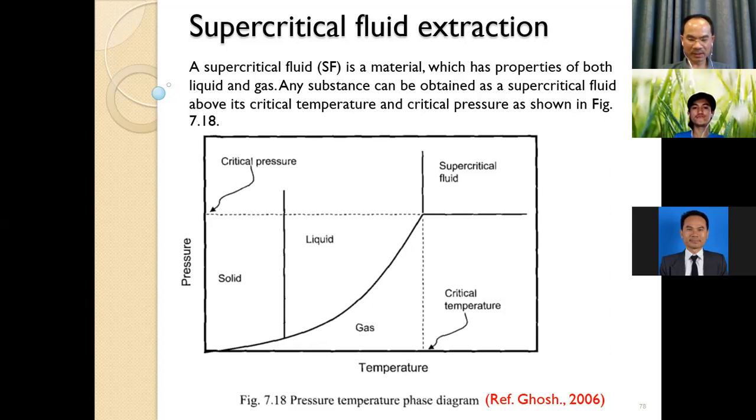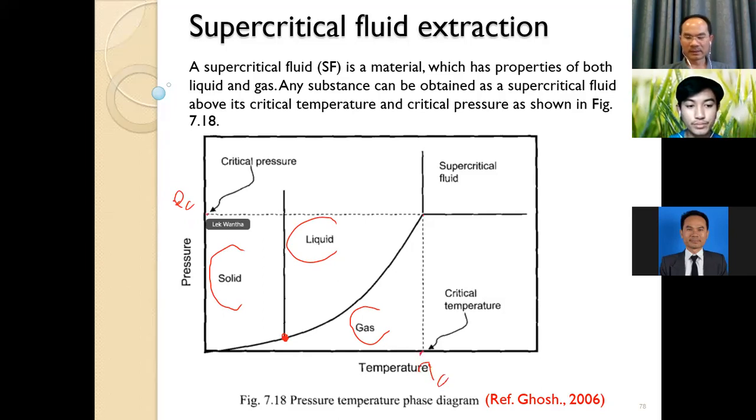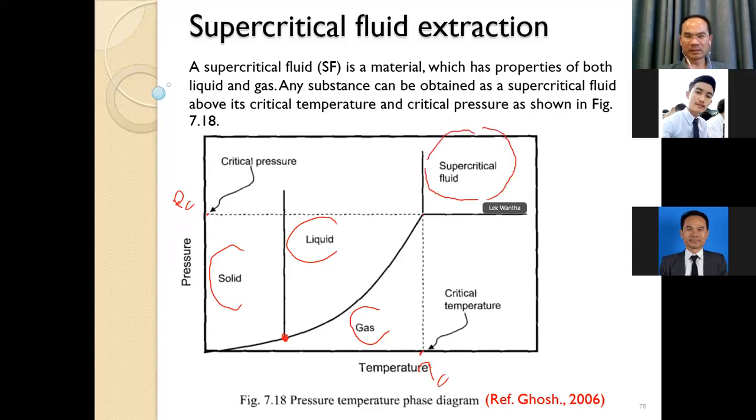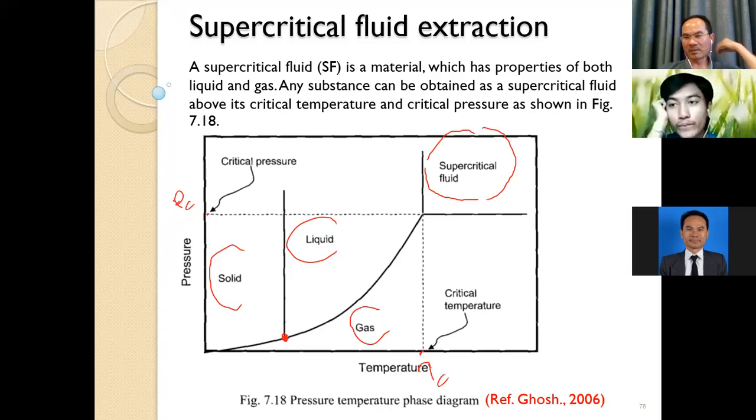Commonly, we have three phases: solid, liquid, and gas phase. Right? And we call the point where solid, liquid, and gas meet the triple point. The critical point is at the higher temperature and higher pressure for that gas. We have PC and TC, the critical pressure and critical temperature. The fluid beyond it we call the supercritical fluid. What is the advantage of the supercritical fluid?